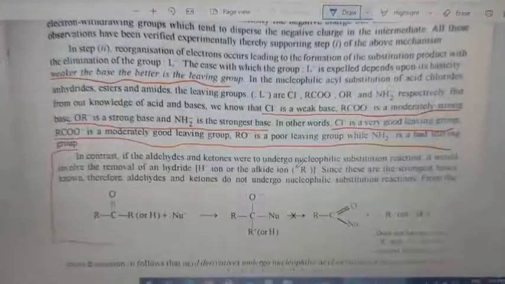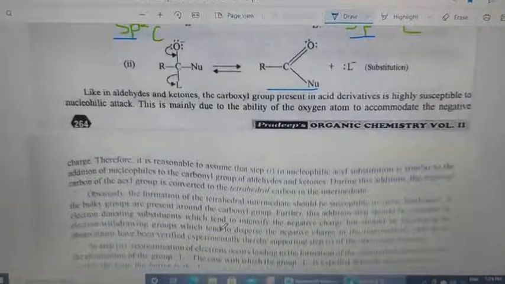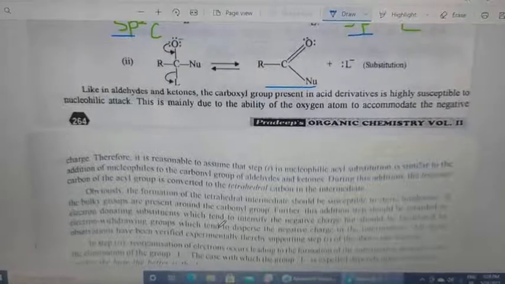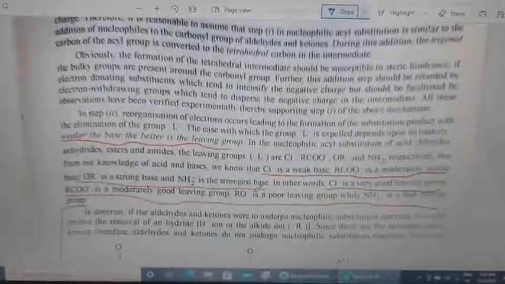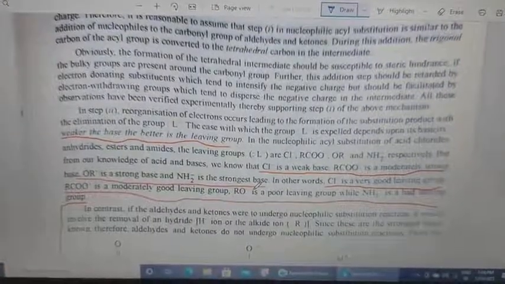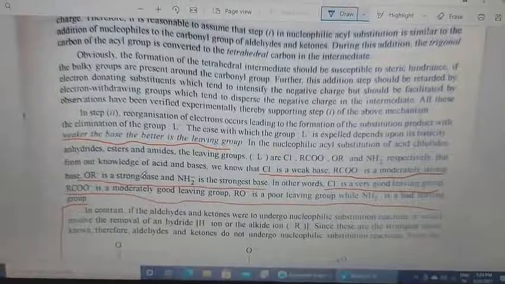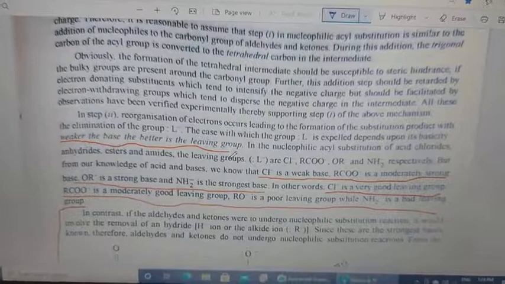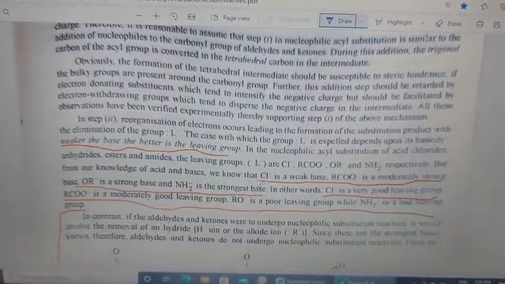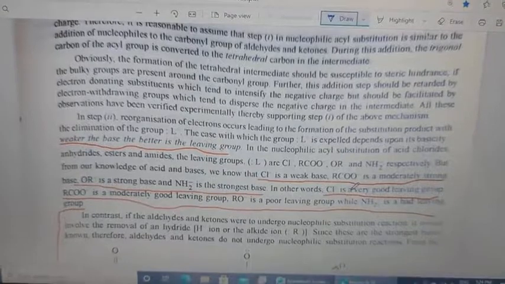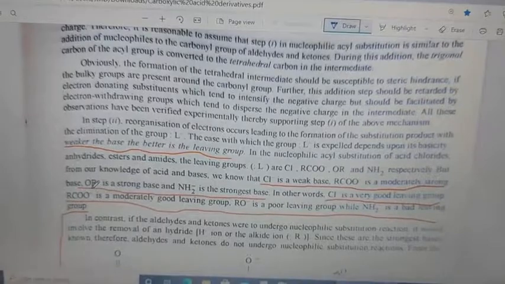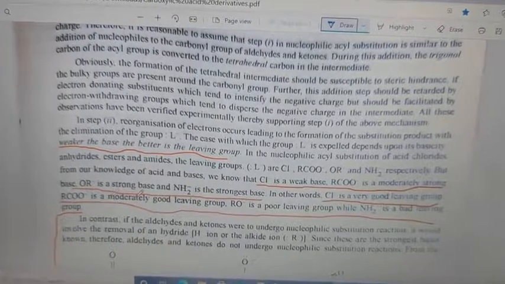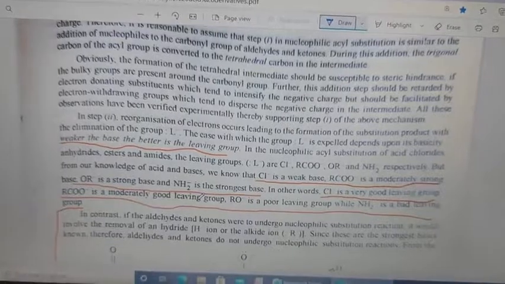Second, in the second step, the leaving group leaves the carbonyl carbon. The nature of the leaving group affects the reaction. The weaker the base, the better the leaving group, and we know chlorine is a weak base. RCOO negative is a moderately strong base as compared to Cl negative. OR negative is a strong base, and NH2 negative is the strongest base.